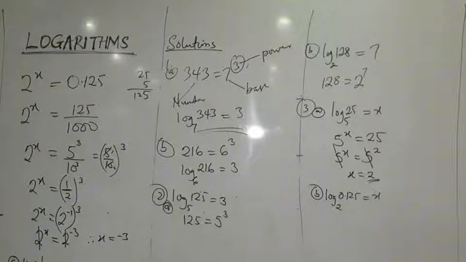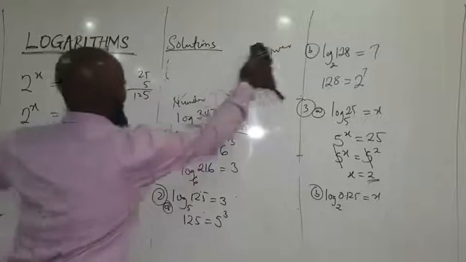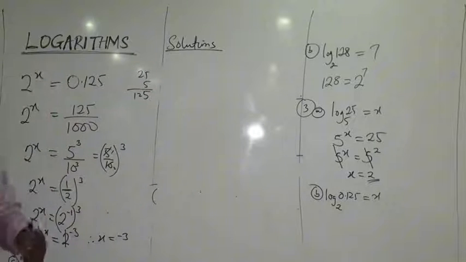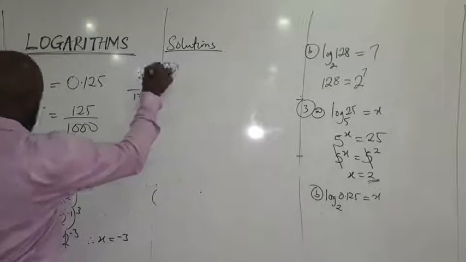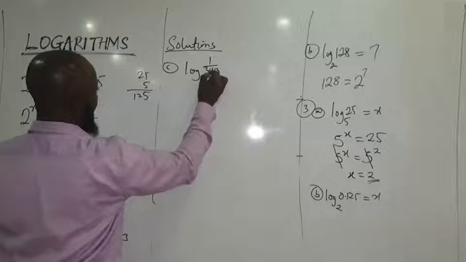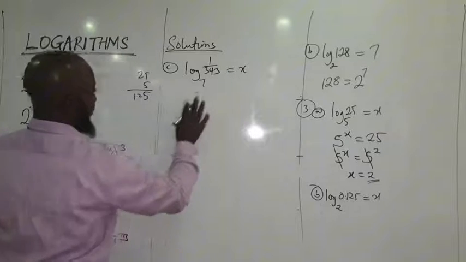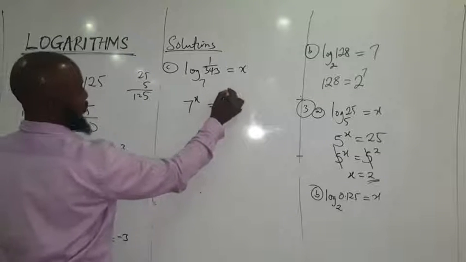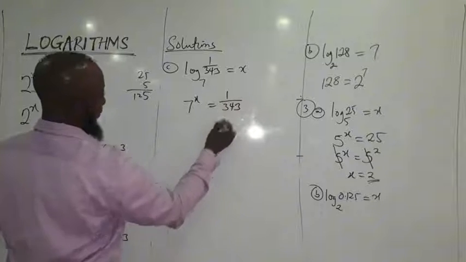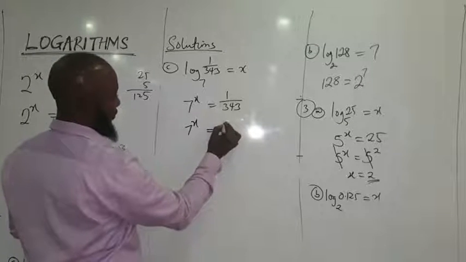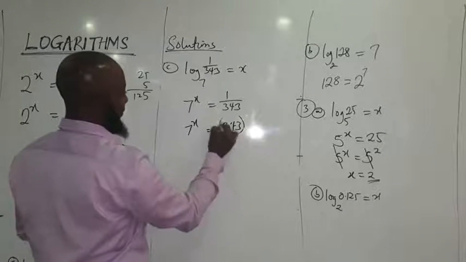All right. So we move to the last part here, the C part of question number 3. We have log of 1 over 343 base 7 equals x. That means base 7 raised to the power x equals 1 over 343. So what we are going to do, we are going to take 7 raised to the power x equals 343, everything raised to the power minus 1.